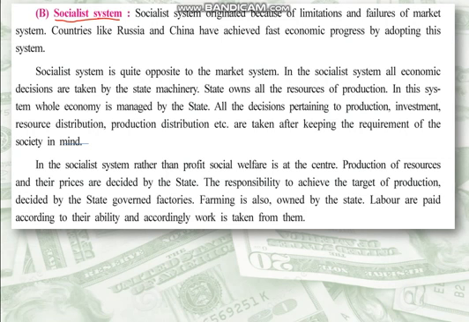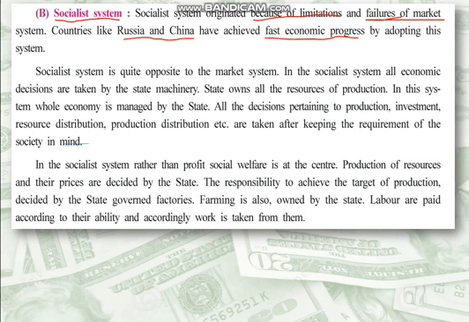The socialist system originated because of the limitations and failures of the market system. See, why did it originate? So here is the answer: it originated because of the limitations and failures of the market. Countries like Russia and China, which have a socialist and communist government, have adopted this kind of system, and due to that they have achieved very fast economic progress.